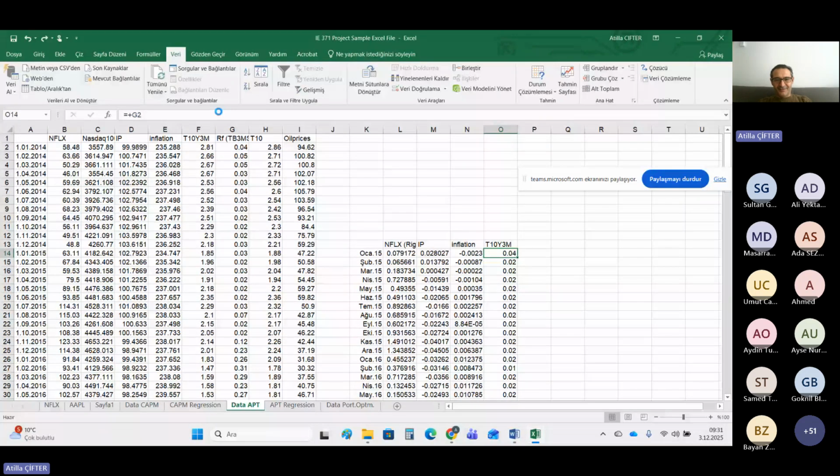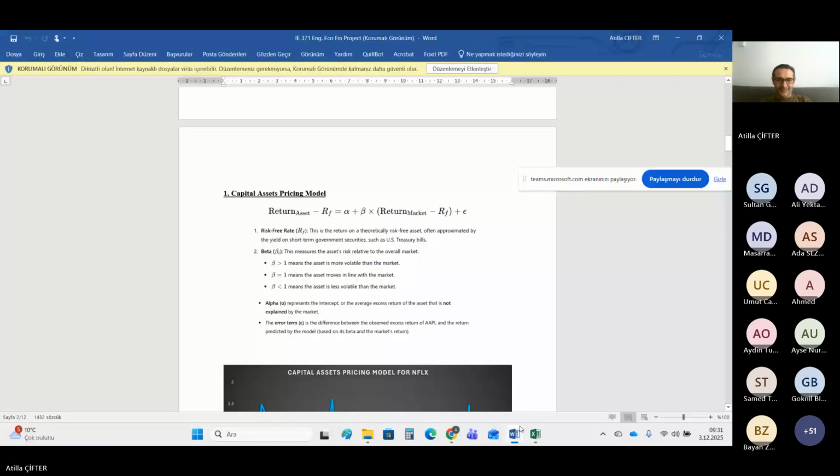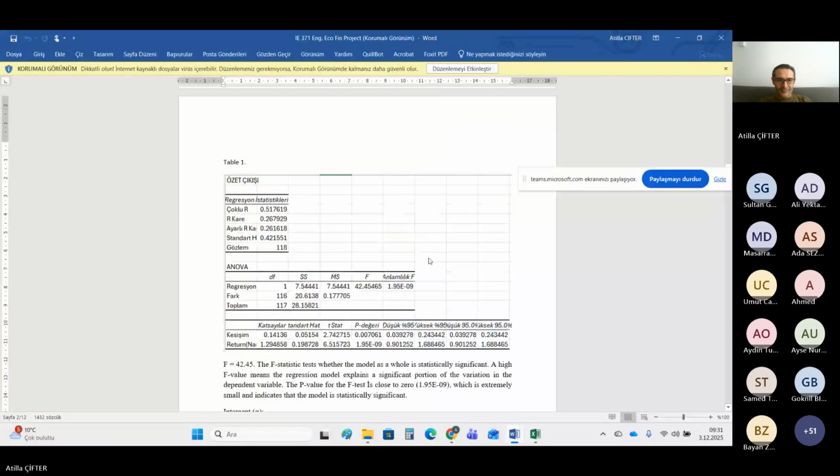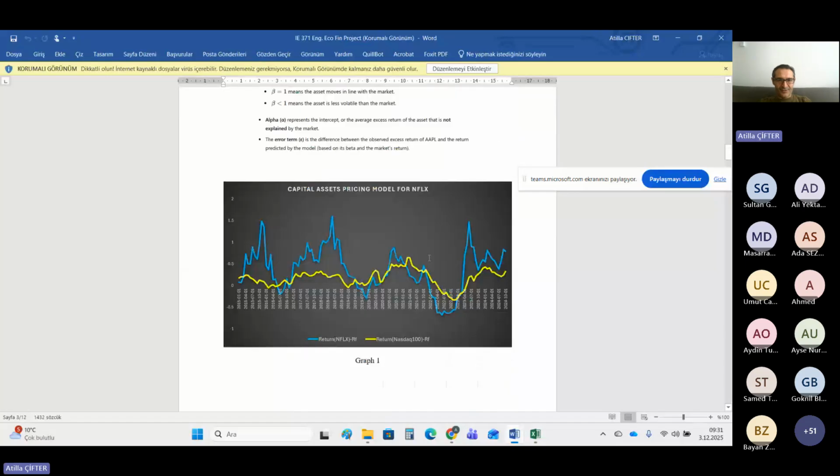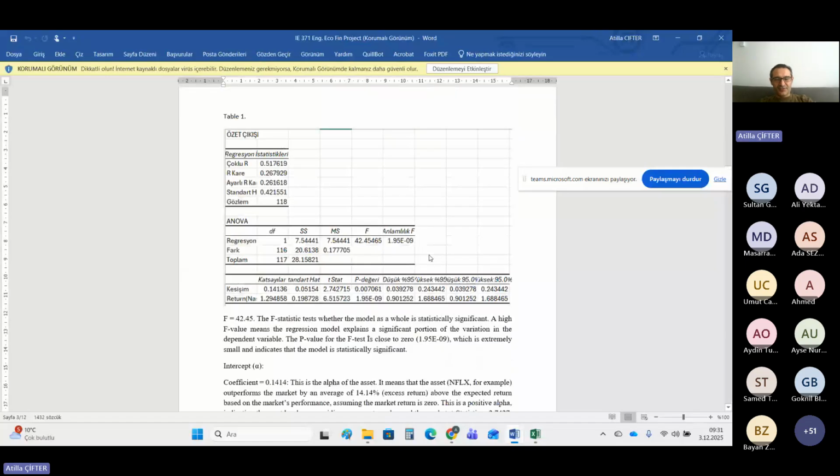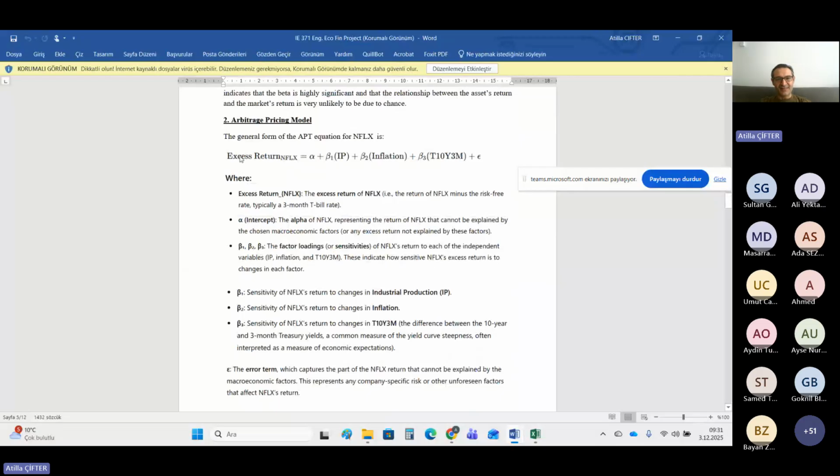Okay, let's run it. So Netflix, let's look at the arbitrage pricing theory equation firstly. Okay, this is the capital asset pricing model. Arbitrage pricing theory. As you can see, we have excess return, which is Netflix, industrial production, inflation, and the 3-month treasury bill. So as you can see here, we have 3 independent variables. I also explained in class for this arbitrage pricing model part that we have macroeconomic factors.